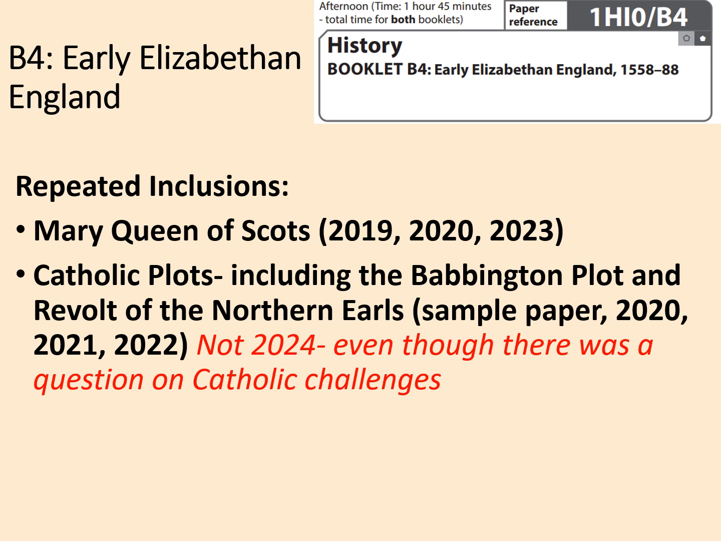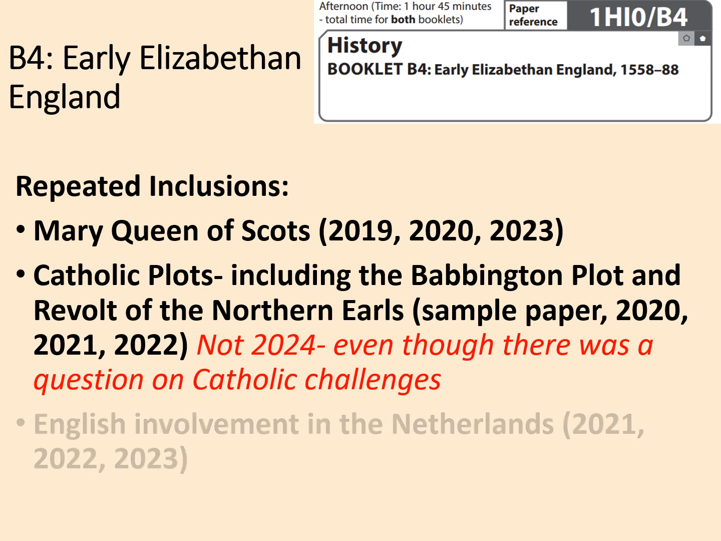Also, the Catholic plots have pretty much all come up now. This has included the Babington plot and the revolt of the Northern Earls, and these have come up in the sample paper in 2020, 2021 and 2022, but not 2024, even though there was a question on Catholic challenges. That question only specified up as far as 1558, so it wouldn't have included these plots. So maybe it's going to come up again. It has been about 3 years.